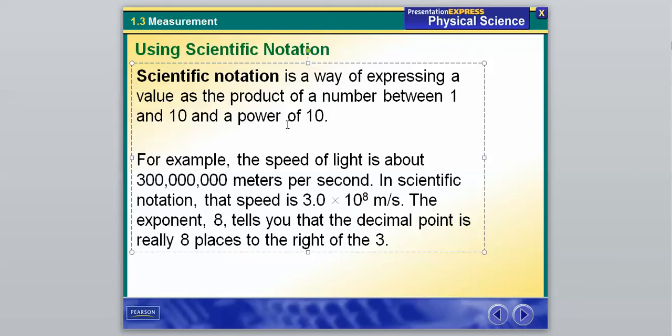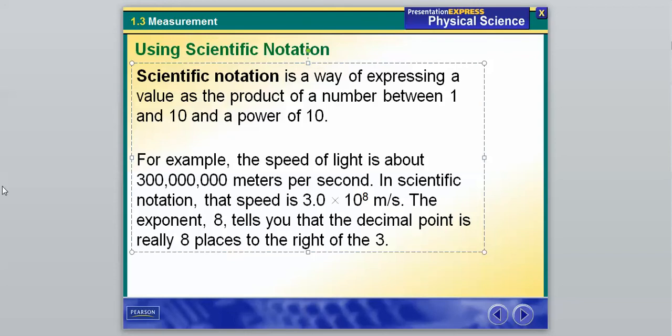The definition almost makes it a little more confusing than what it actually is. It's basically just a shorthand for writing out large or small numbers. The exponent, another math term coming up in this chapter when we think about measurement, tells you how many places the decimal point needs to move. It is really 8 places to the right of the 3. So in all reality, this number, 3.0 times 10 to the 8 meters per second, is exactly the same as this right here. We can go over some more examples, but hopefully that makes sense to you. Again, shorthand for writing out numbers.